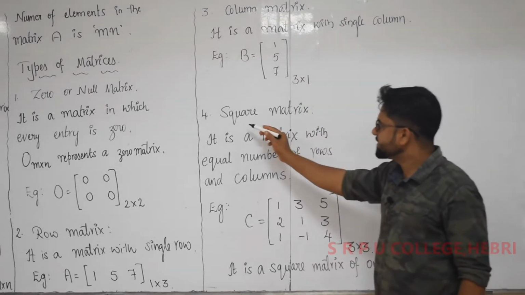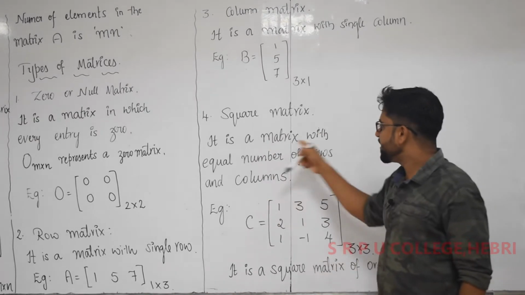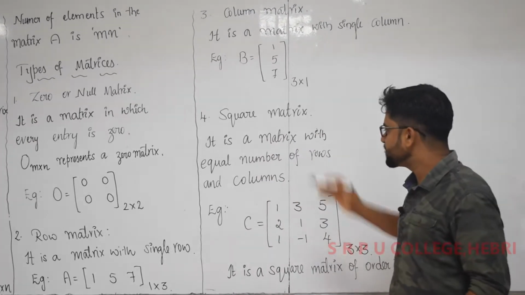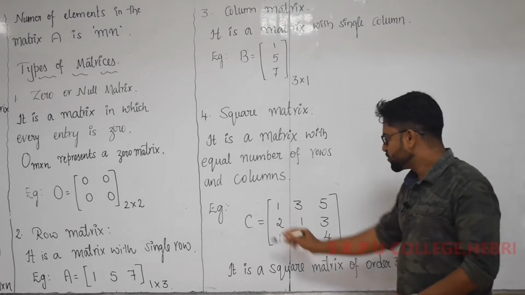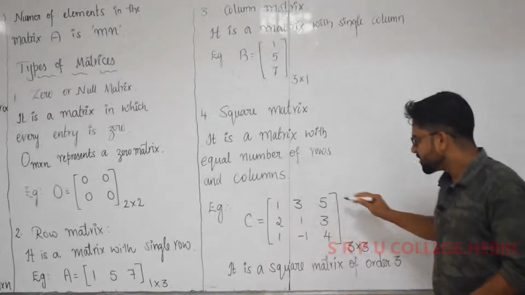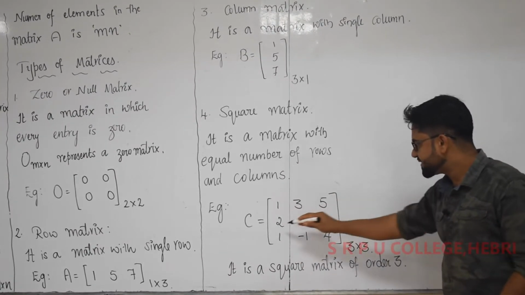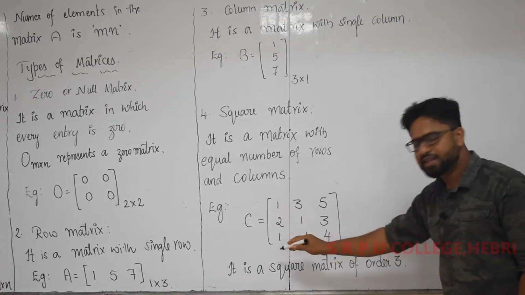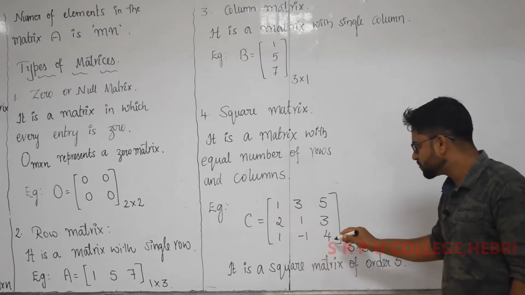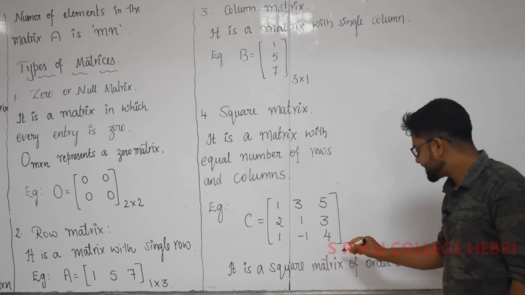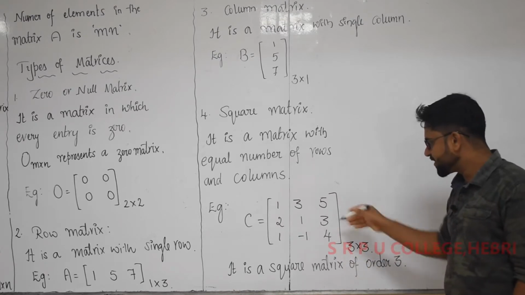And next type is the square matrix, students. It is a matrix with an equal number of rows and columns. So for example, C is equal to, you can see the first row 1, 3, 5, second row 2, 1, 3, and third row 1, -1, 4. The order of this matrix is 3 by 3, 3 rows and 3 columns.